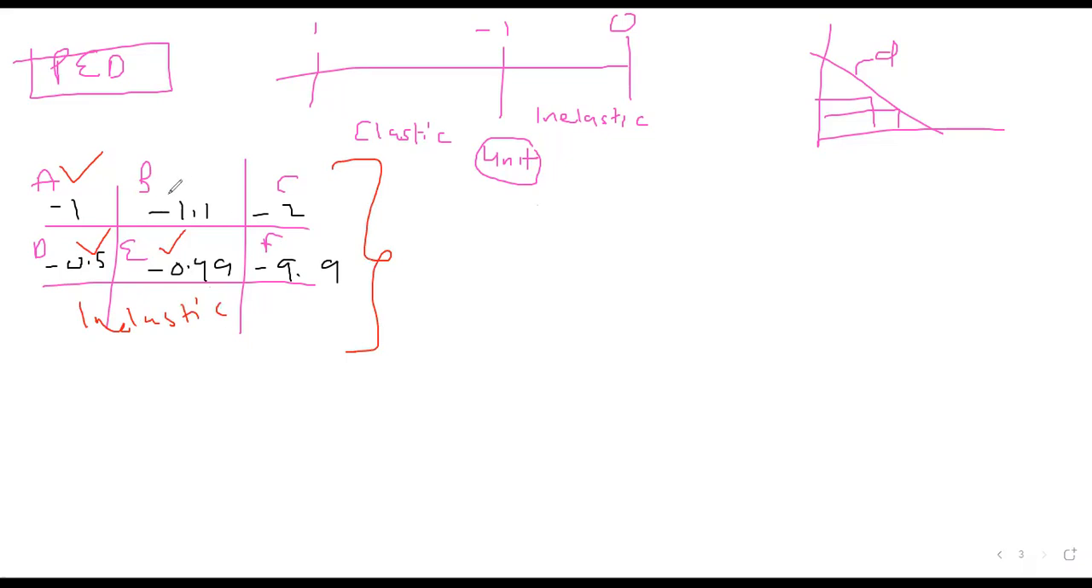As long as the number is greater than 1, it is elastic. If there's a 0 point anything, it is inelastic. If it's just 1, it is unit elastic. Are we together?